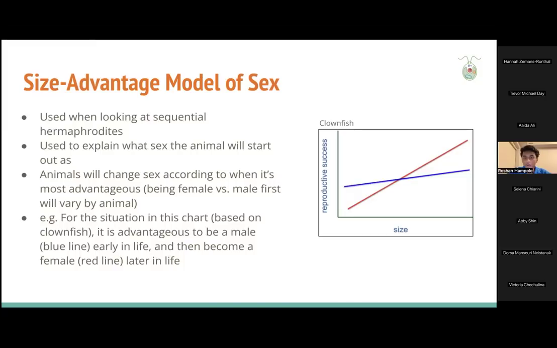So if we look at this chart on the right here, this is looking at clownfish. On the y-axis, we see reproductive success, and on the x-axis, we see size. Size is just going to increase as we age, so the x-axis is also just kind of age as well. Then we see two lines, a blue line representing males and a red line representing females. What we see is that on the left side of the chart, when clownfish are small and when they're young, males will have greater reproductive success than females, since the blue line is above the red.